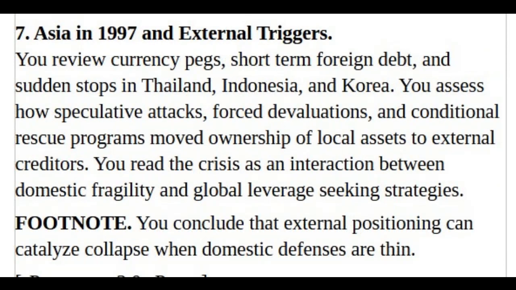7. Asia in 1997 and external triggers. You review currency pegs, short-term foreign debt, and sudden stops in Thailand, Indonesia, and Korea. You assess how speculative attacks, forced devaluations, and conditional rescue programs moved ownership of local assets to external creditors. You read the crisis as an interaction between domestic fragility and global leverage-seeking strategies. Footnote. You conclude that external positioning can catalyze collapse when domestic defenses are thin.